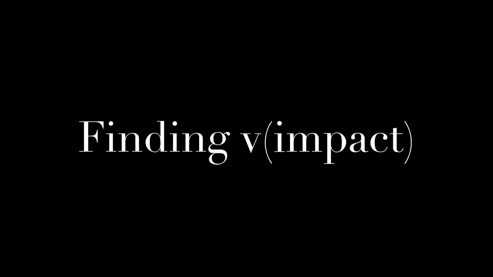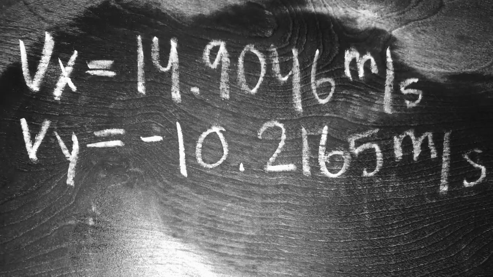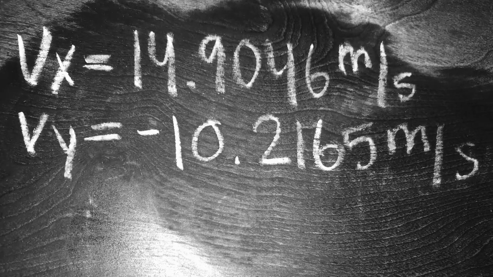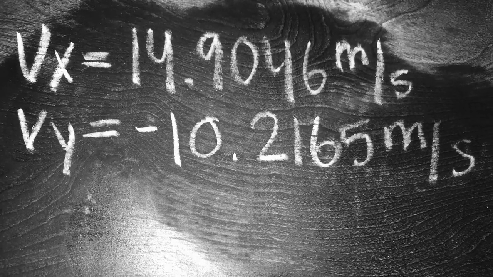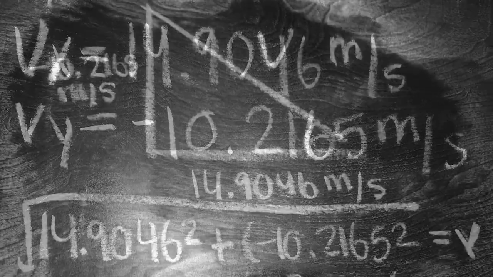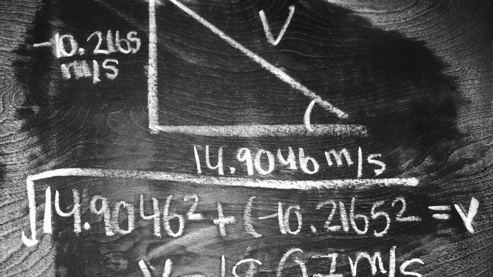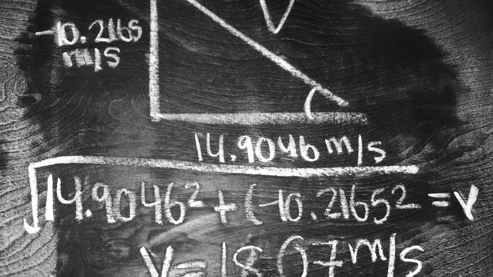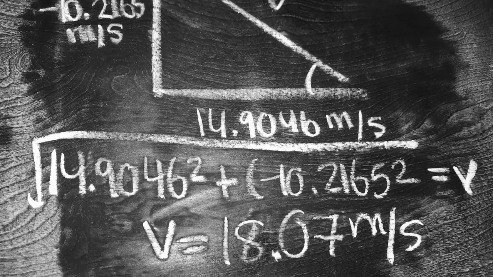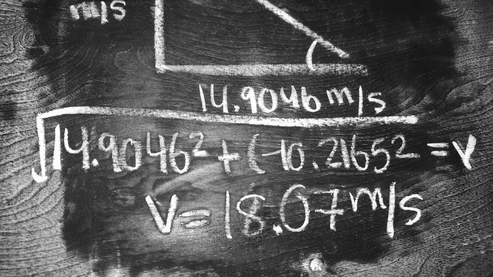The last things to find are the final impact velocities of the ball when the receiver finally catches it. The horizontal velocity has stayed the same throughout the whole motion of the ball, so it stays the same here. As for the vertical velocity, it is the same as the initial vertical velocity, except that it's now negative. Once this is found, plug the values into the sides of the triangle that are appropriate and solve for the missing side. Taking the square root of 14.9046 squared plus negative 10.2156 squared gives a final impact velocity of 18.07 meters per second.